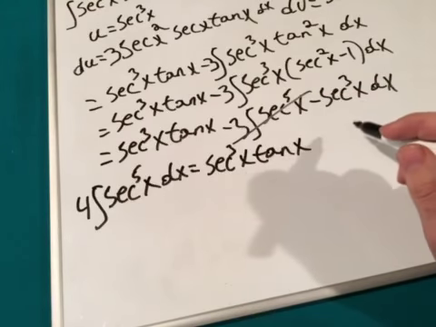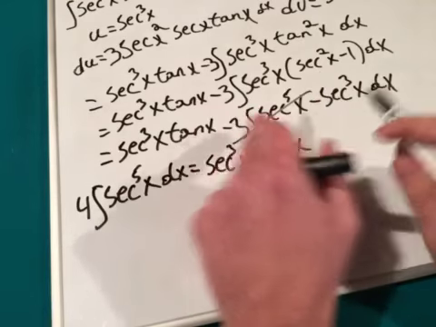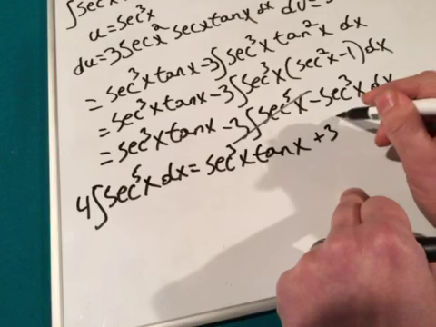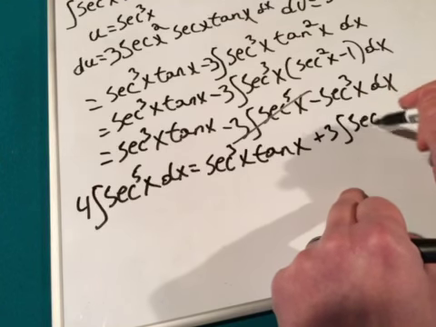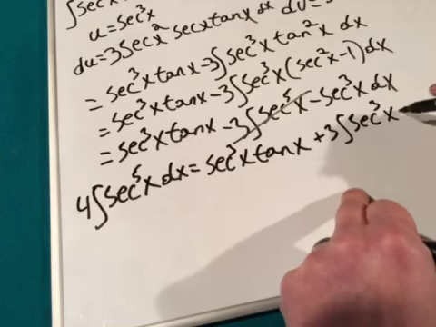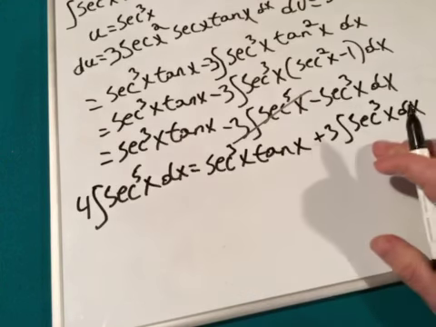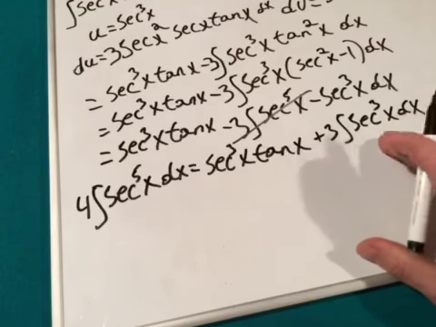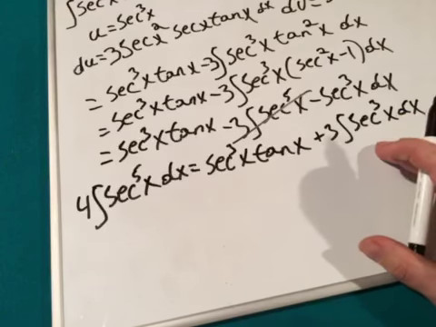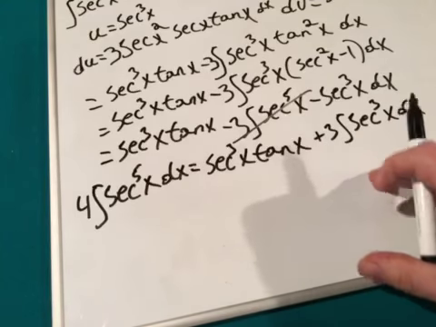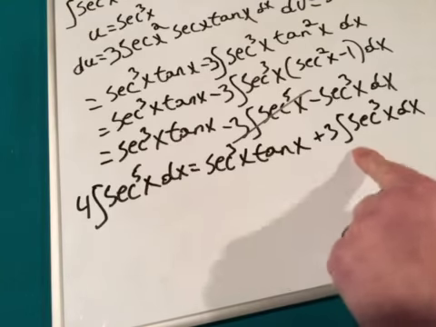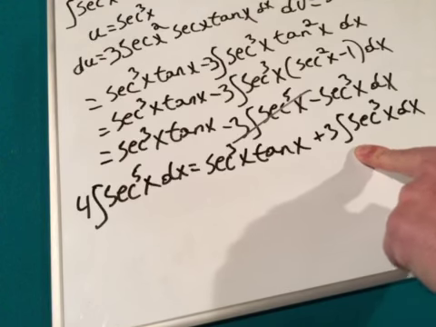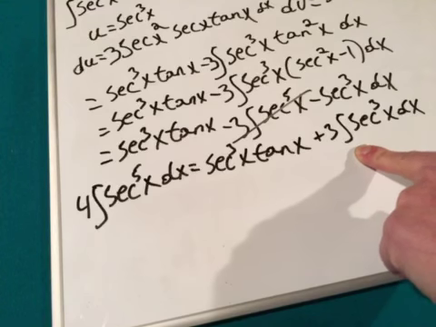We're just left with plus 3 times the integral of secant cubed x dx. But what is the integral of secant cubed x dx? Well, that takes a little bit of time to evaluate, but we just evaluated this integral in the last video. So this integral is 1/2 times that whole quantity that we already evaluated.